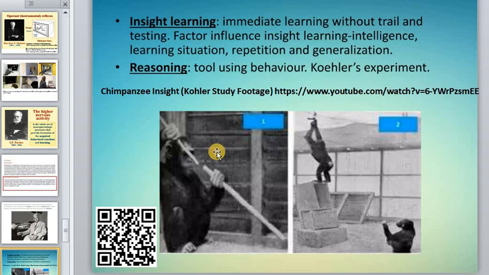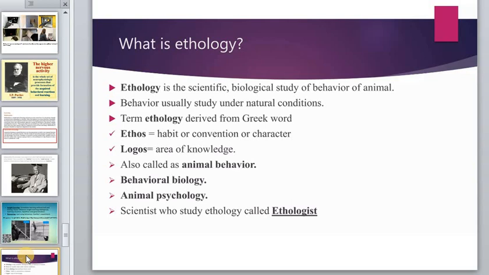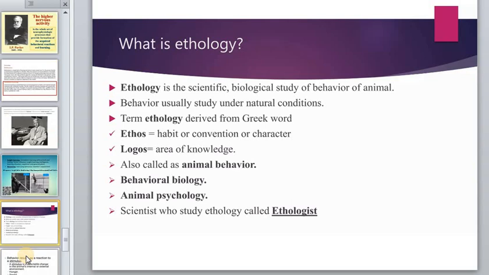And here we see the photos of the chimpanzee which was in Kohler's experiments. Its name is Sultan. And if you want to know more, I will leave the links to this video about Sultan's experiments. In nature, it's the same. So it is almost all about history and methods.